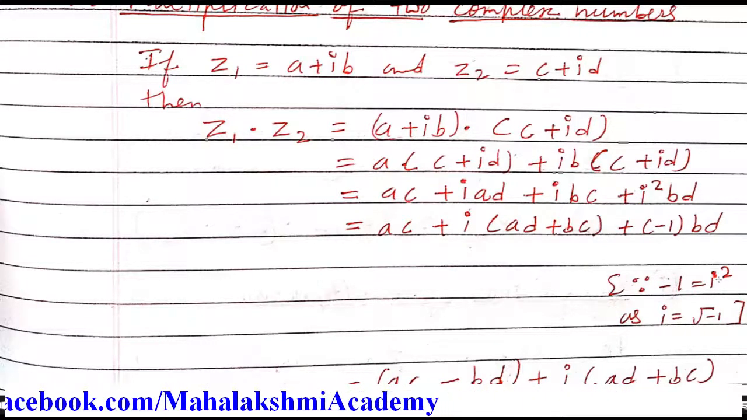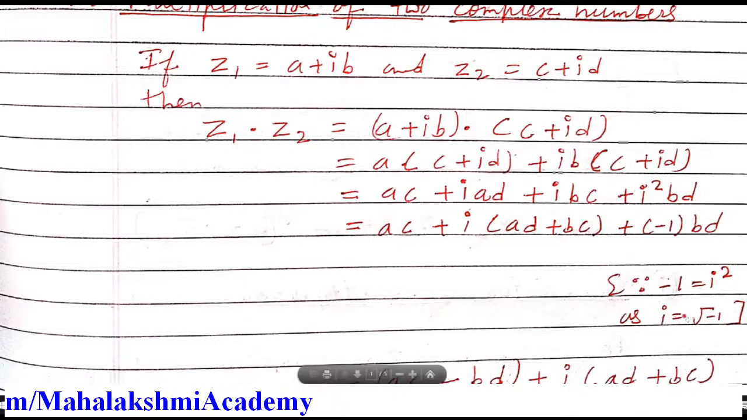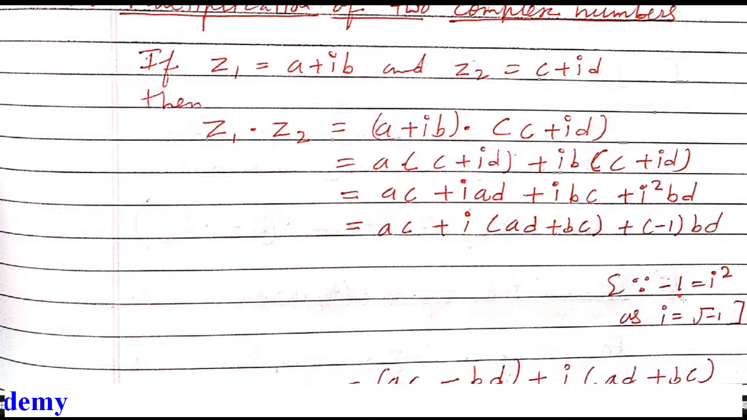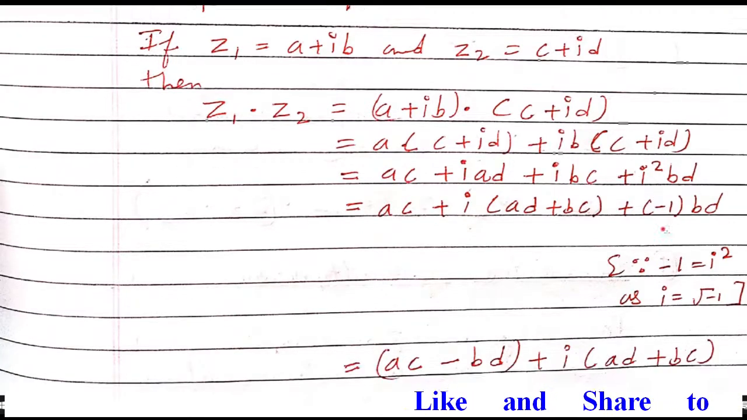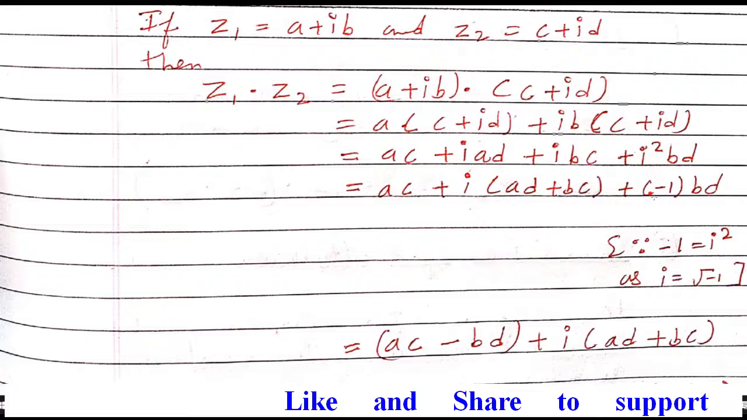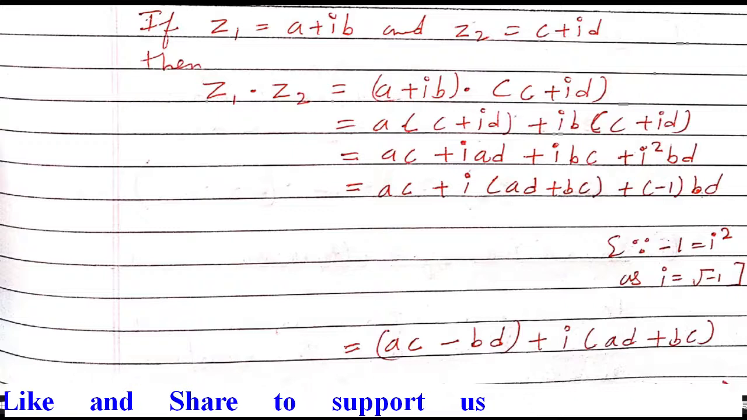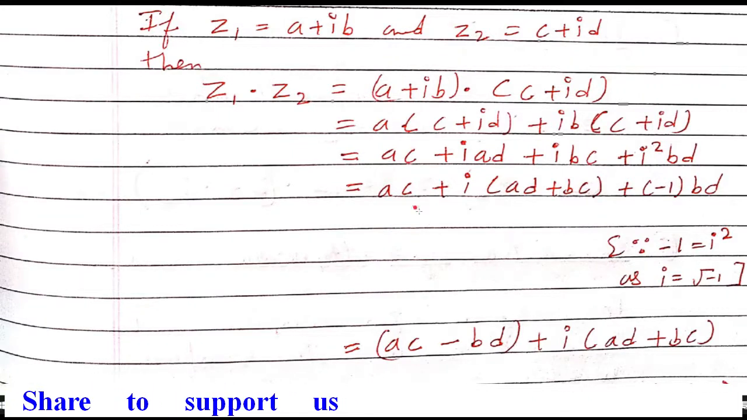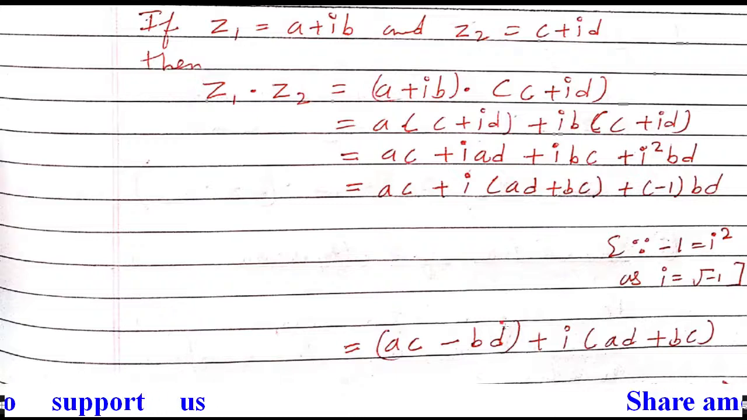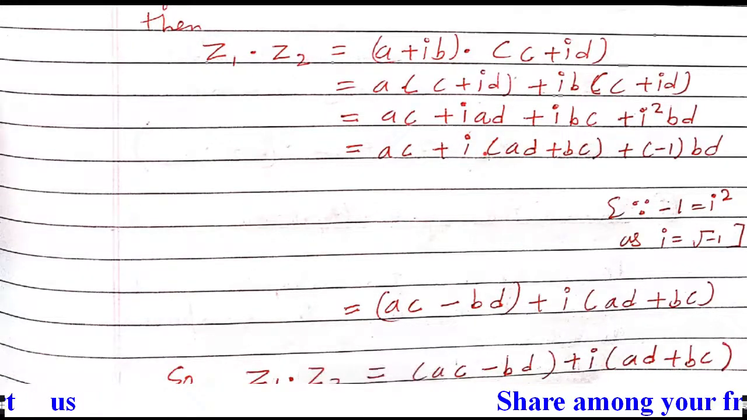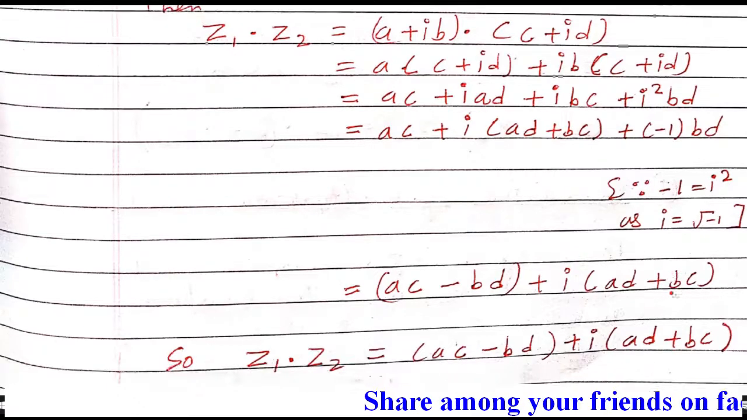Since we know that iota square is minus 1, why? Because iota is root minus 1. So if you square both sides, root minus 1 squared is only minus 1. So iota square value is minus 1, because iota is root minus 1. So replace the iota square value here. After replacing it, you will find that this AC and this minus BD are the real part of this complex number. So keep AC and minus BD in one bracket, and write iota and its bracket in the second place.